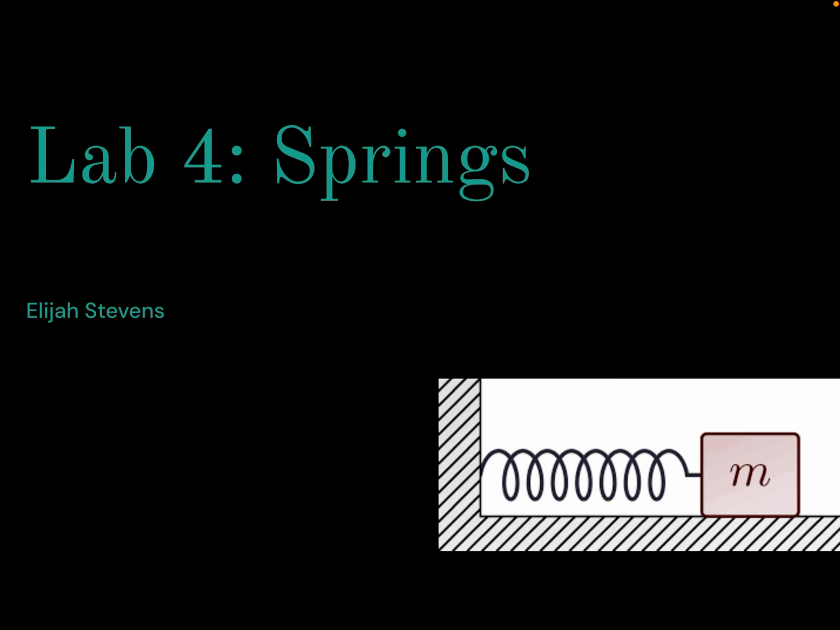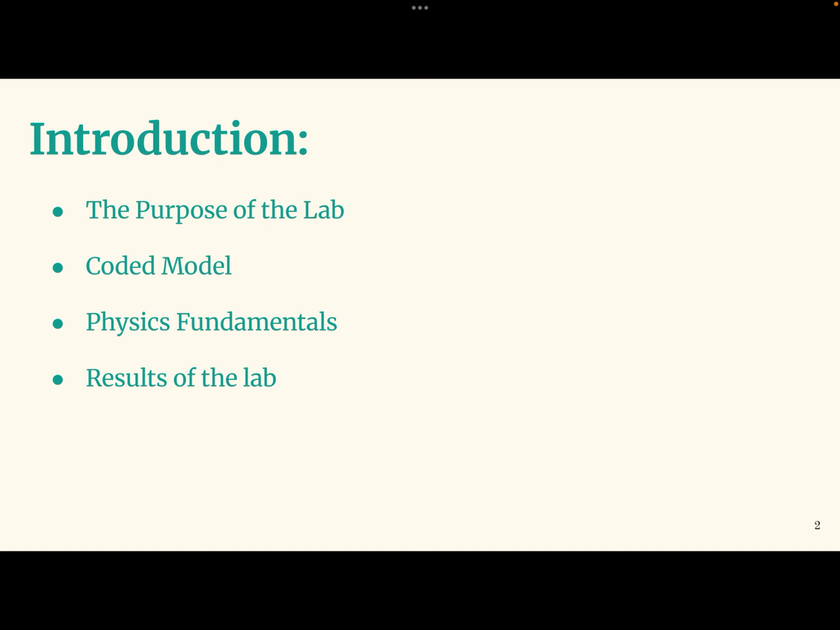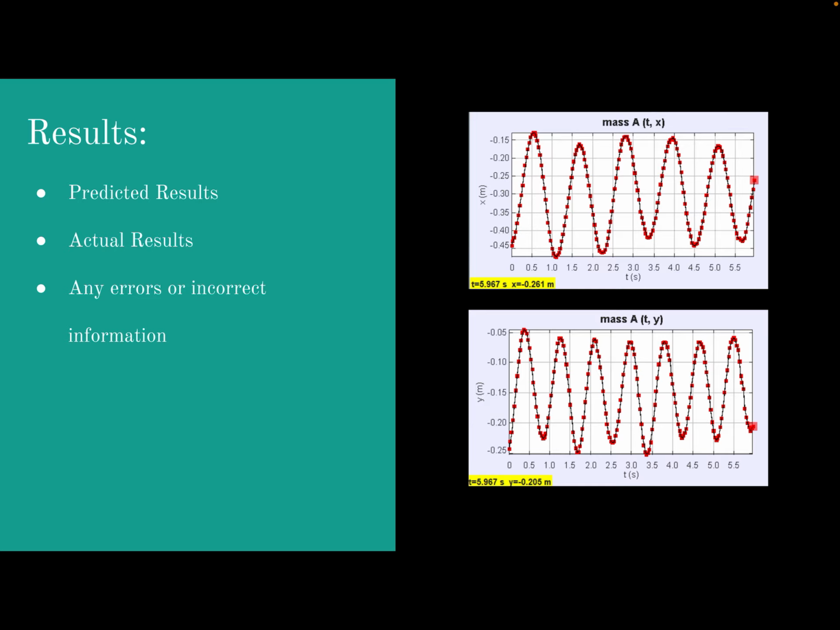Today we're going to discuss our experiment involving springs. The purpose of our lab was to see how the energy of an object is affected during the motion of a spring in a two-dimensional space. We used a coded model to replicate that spring in an experiment multiple times. Some physics fundamentals for this lab to understand are the minimum principle, energy principle, and some other key concepts you'll see later on. And here are the results of our lab.